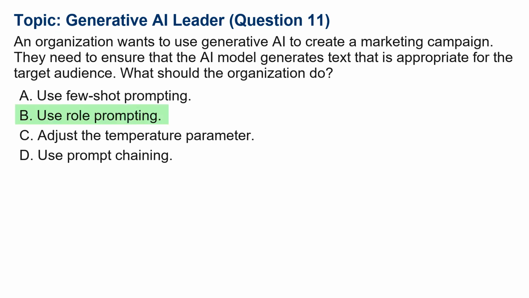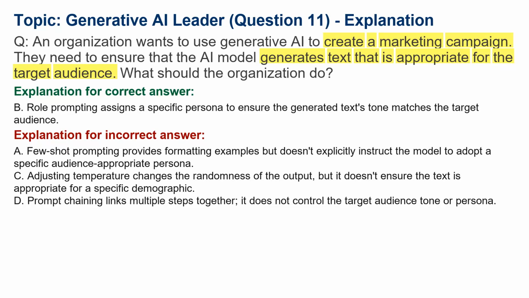The correct answer is B. Use role prompting. To arrive at the correct answer, we focus on the keywords, create a marketing campaign, generates text that is appropriate for the target audience. Why is this correct? B. Role prompting assigns a specific persona to ensure the generated text's tone matches the target audience.